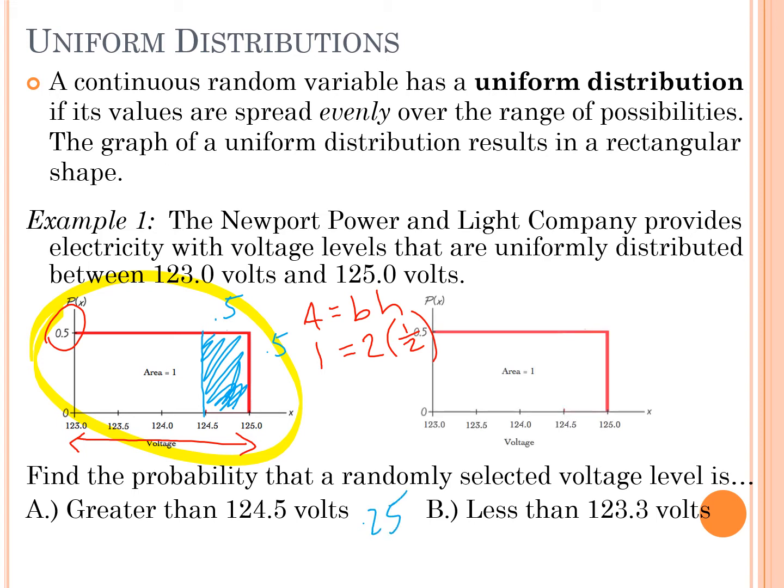Okay, less than 123.3 volts. So we're over here this time in this section. Okay, the base for this is 0.3, height of 0.5. Base times height again gives us a probability of 0.15, 15%.